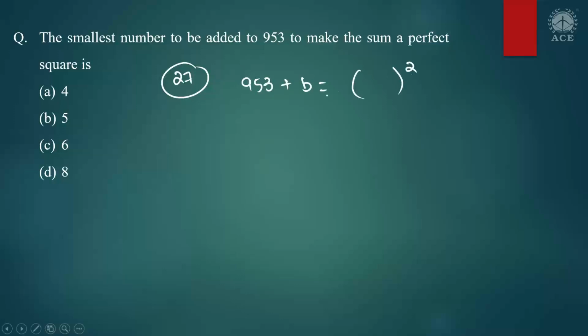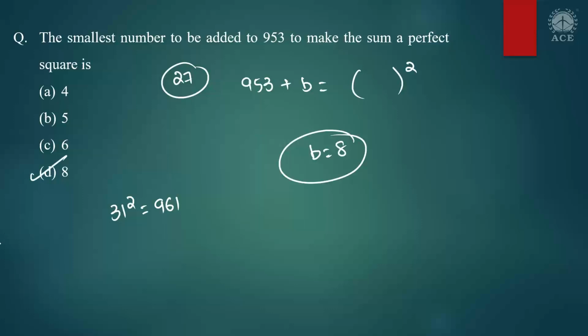Now what you should think, your mind should think, squares near to that is what? 953, squares near to that. 30 square is 900, sir. 31 square is 961. So B must be equal to 8. What is the minimum value to be added so that it becomes a perfect square? It is 8.